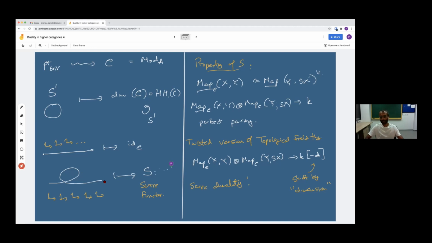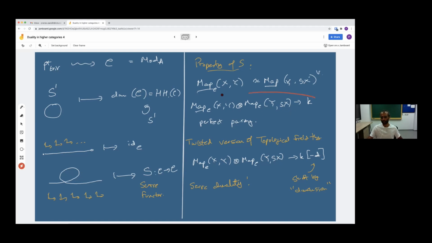Now, here's an exercise, a property of C. It's a moderately hard exercise, I guess, that this Serre functor is characterized by the following property: the mapping space between any two objects is the dual of the mapping space from those two objects swapped, with S put in before X. So maps from X to Y is the same thing as maps from Y to SX, dual. Or in other words, you have a perfect pairing from maps XY tensor maps Y SX to the base field K.